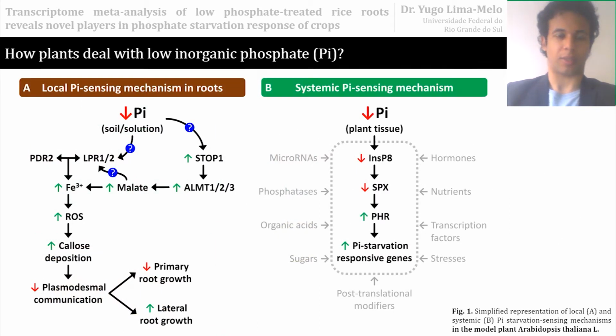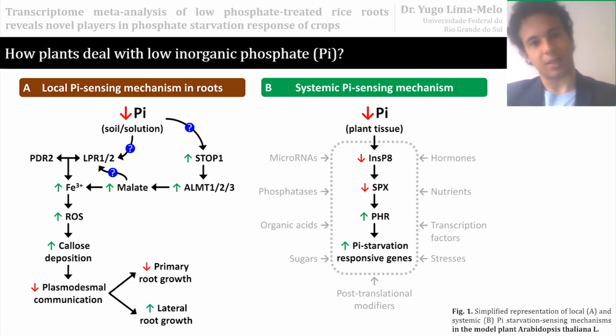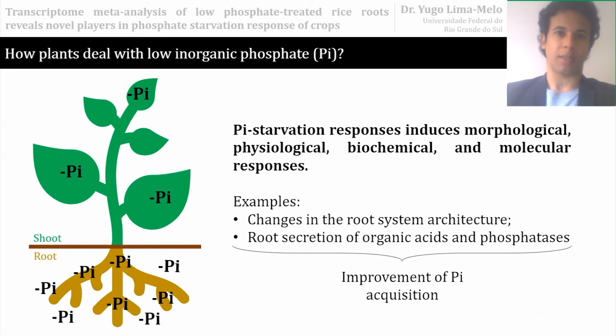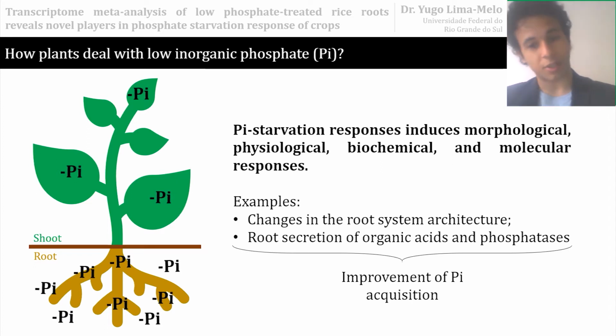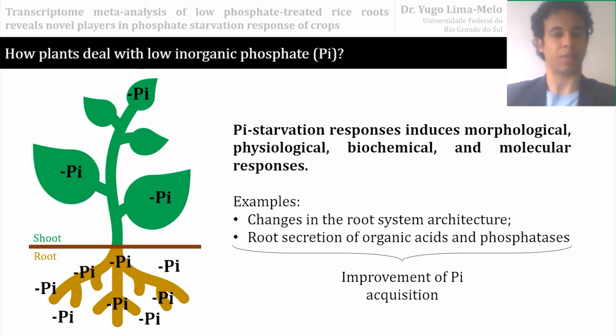So plants can sense the phosphate status, as I said, with these two mechanisms, the local one and the systemic one, and each of them has different cascades of events and different activations, but in the end they develop to the same result, which is the activation of phosphate starvation responsive genes and the development of phosphate starvation response. And not going into details, but speaking very briefly, phosphate starvation responses induce morphological, physiological, biochemical, and molecular responses. And some classical examples are the changes in the root system architecture and the root secretion of organic acids and phosphatase. And these are some examples that make the plants able to improve their phosphate acquisition.